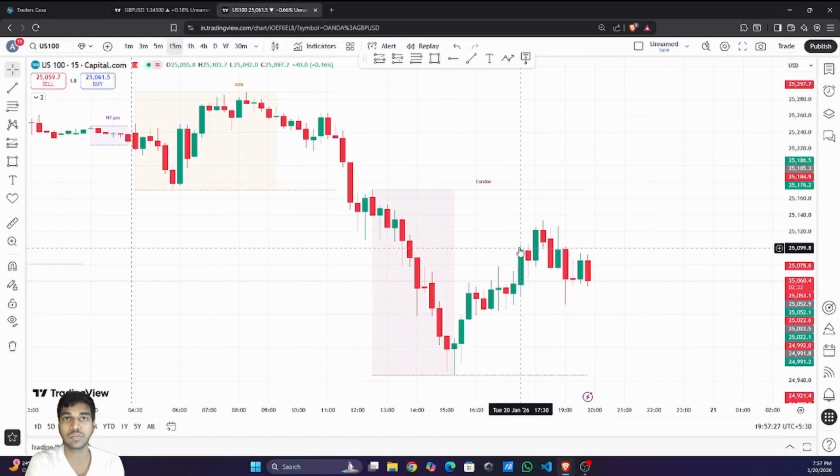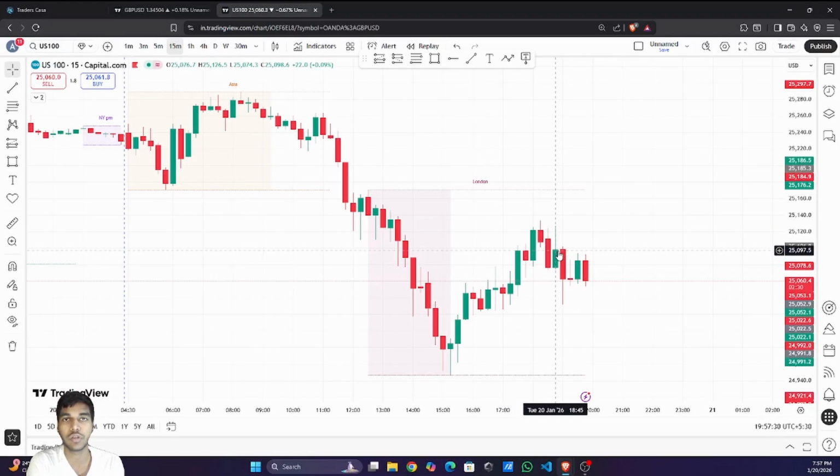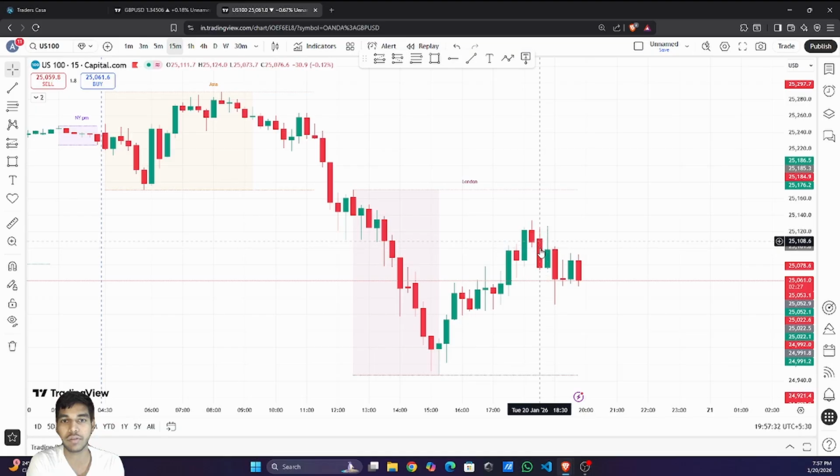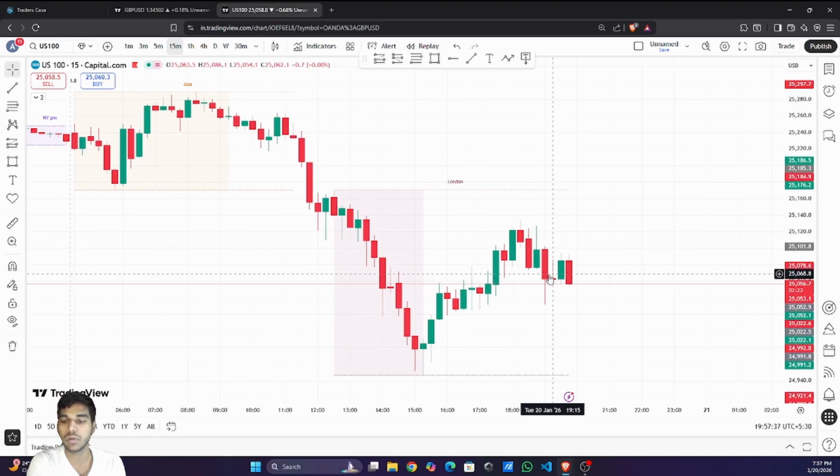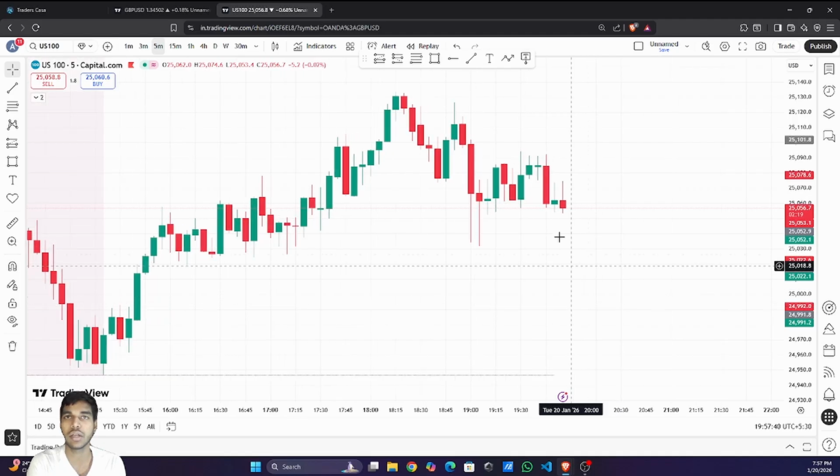We also have a pullback in smaller time frame. We have a breakout structure. This was a very good place to enter. This was the first pullback. This green candle. This was a good place for entry. And right now it is in the zone. That's a good thing. Already gave a breakdown.